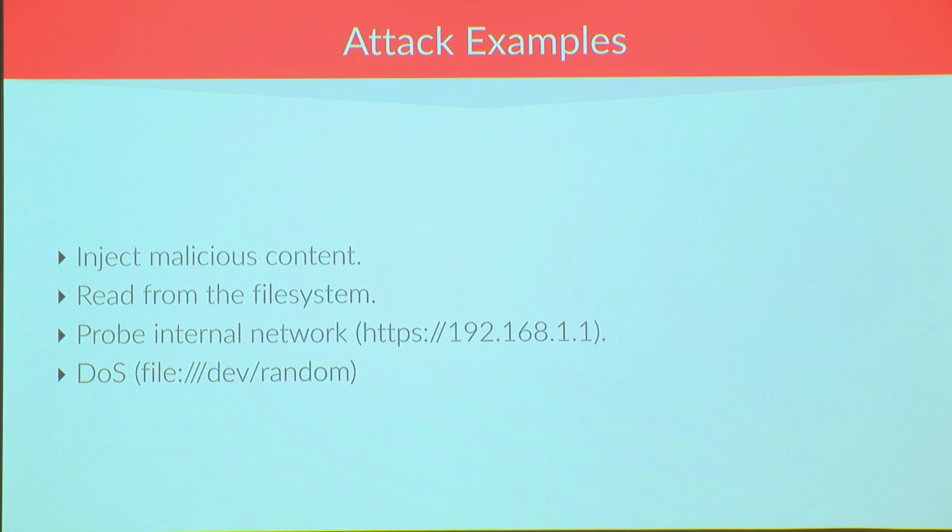You can also do things like probe the internal network, see what's available. So remember, we can put any URL in there, okay? And if that URL exists, if that IP address exists, then you know what to look for. You can start probing the internal network, see what IPs are available. And of course, you can DoS by shoving /dev/random in there, which is endless, and therefore will exhaust the system resources because it will just keep reading from there.